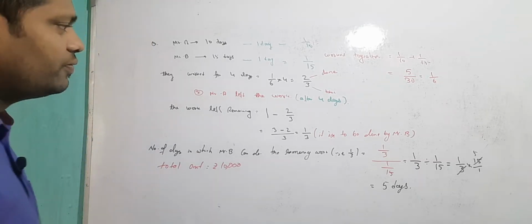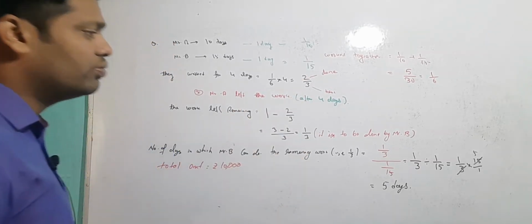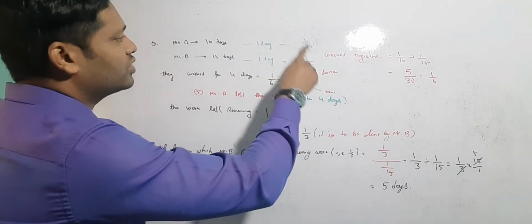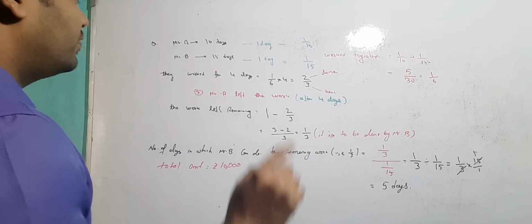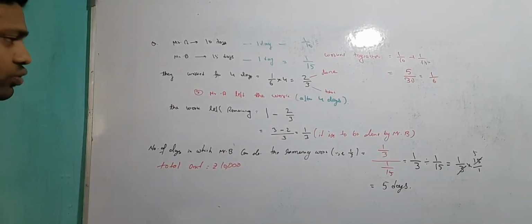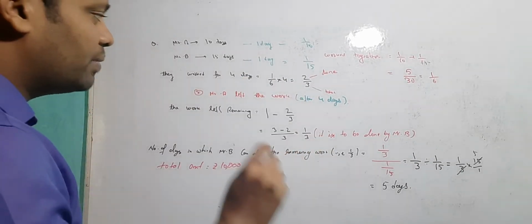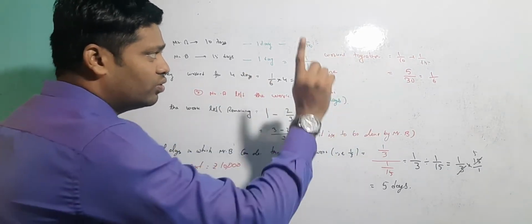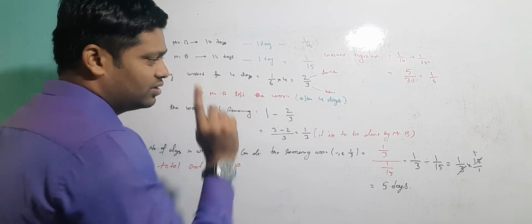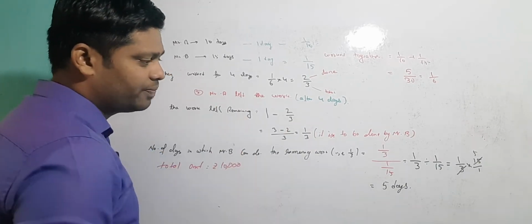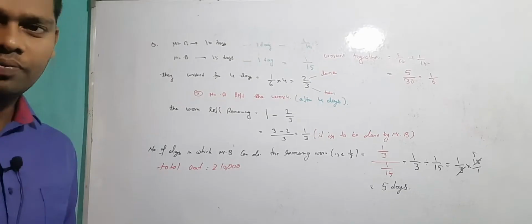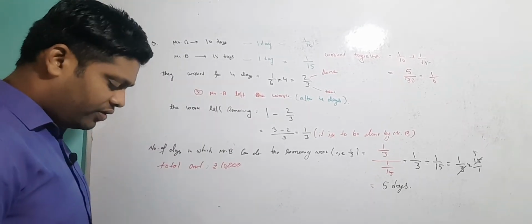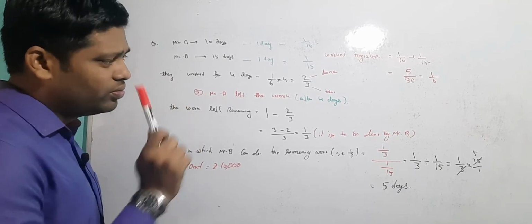So the work was done by whom? Mr. A. How much has he done? One day's work is 1/10. He worked for 4 days. So first I need to know how much work is done by Mr. A in 4 days. One day's work into 4 days. Clear? We can do it for B also, but first I will explain it for A. You tell me for whom it will be very clear.